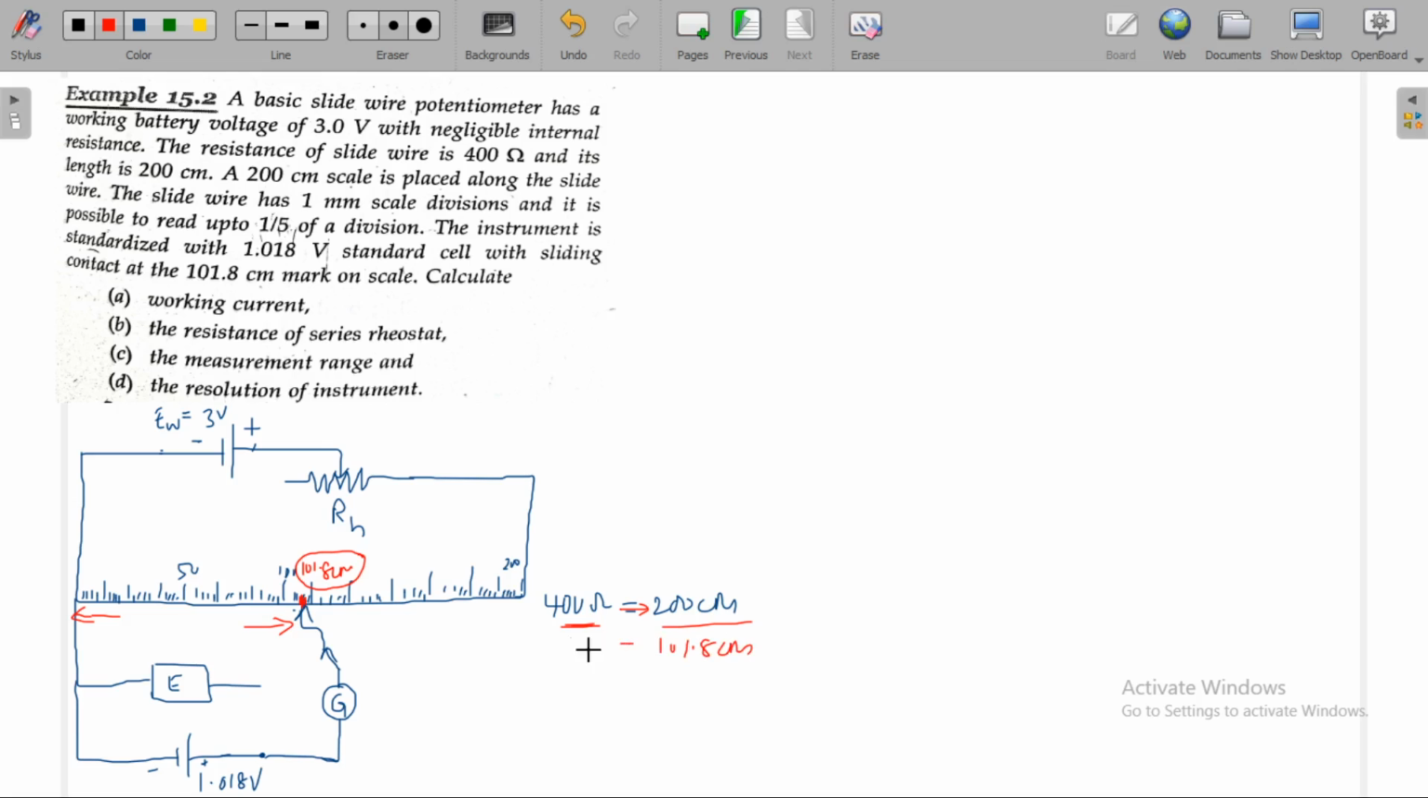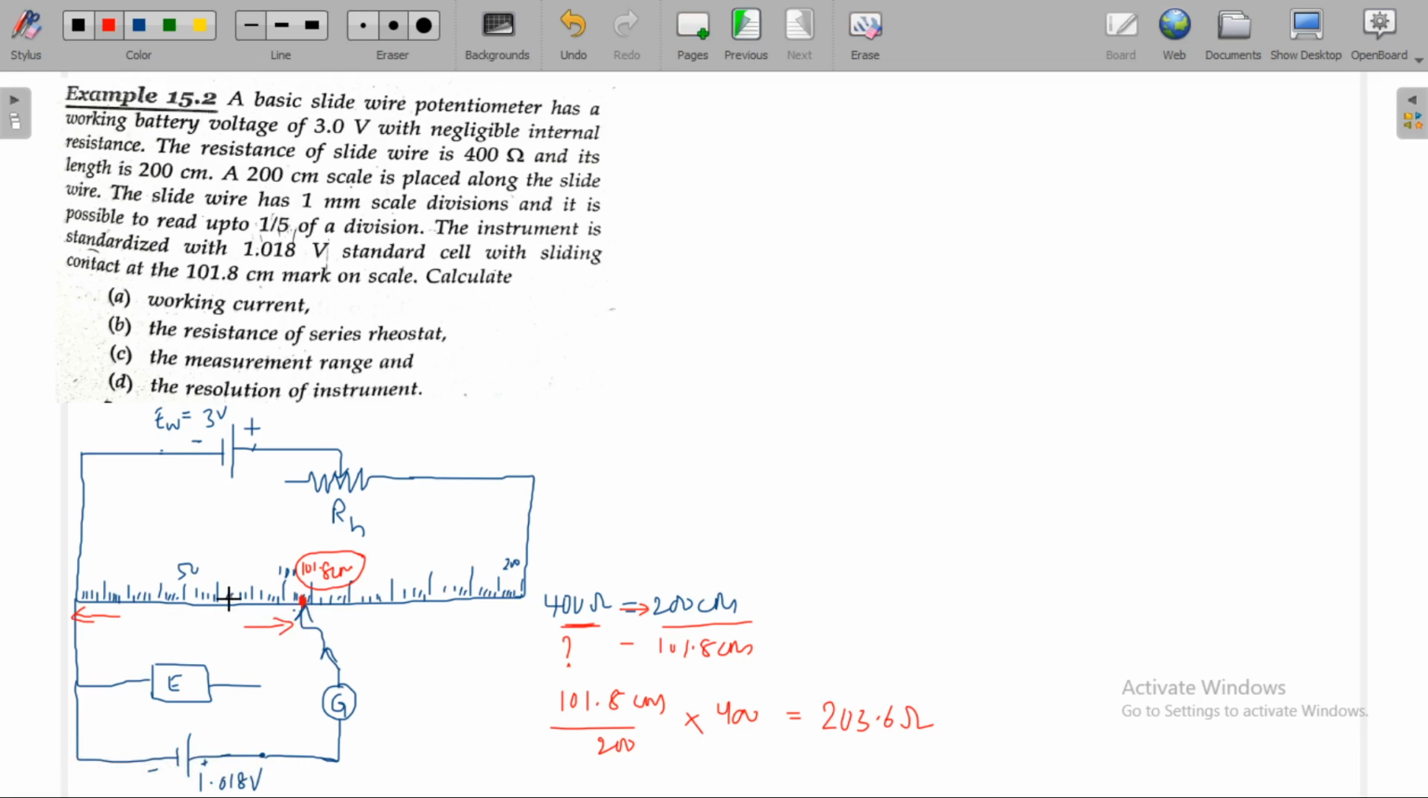101.8 centimeters length of wire will be having the resistance of how much? 101.8 centimeters by 200 into 400. Then you're going to get 203.6 ohms. The resistance of this portion of slide wire is 203.6 ohms.